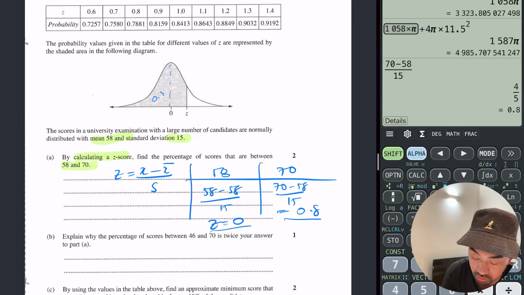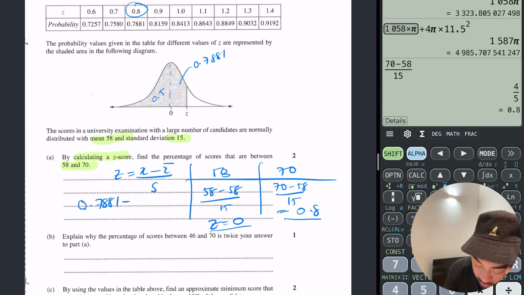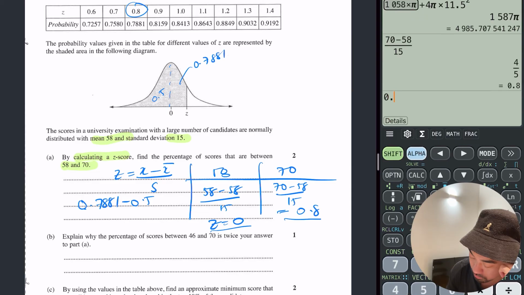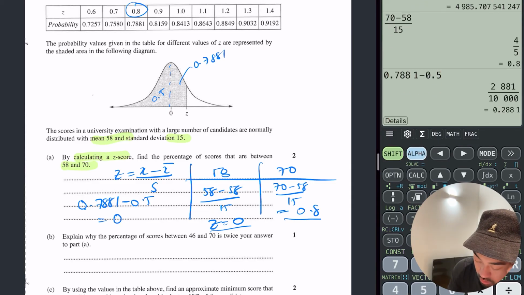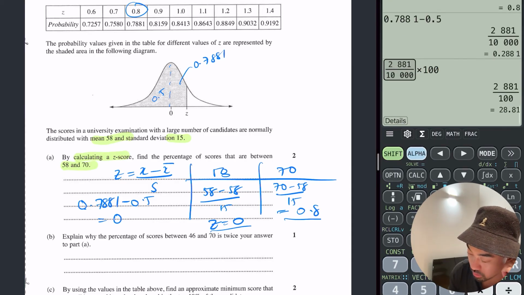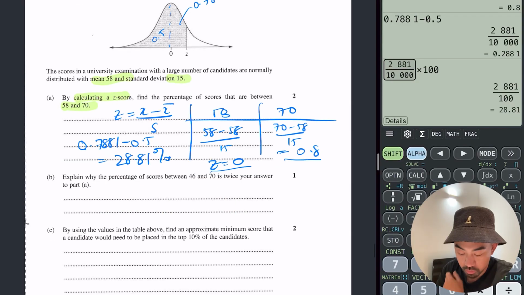So the percentage of scores between 0.8 and 0, well 0 is 50%, right? That's 0.5. And this one gives 0.7881. So the difference has to be 0.7881 minus 0.5. So that is 0.2881, or as a percentage, times 100. So 28.81%.